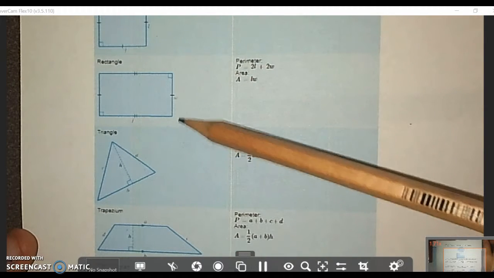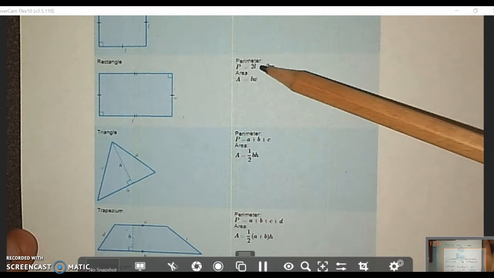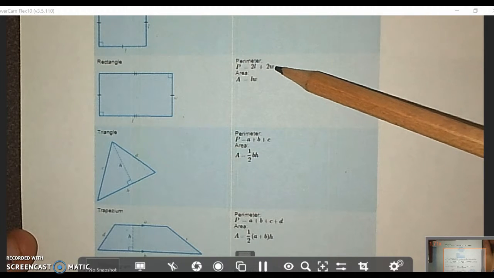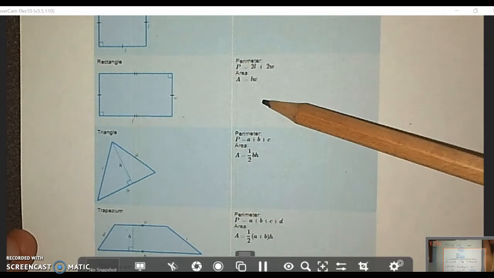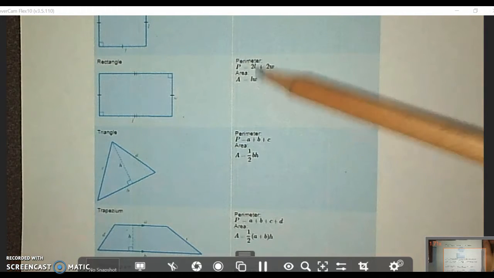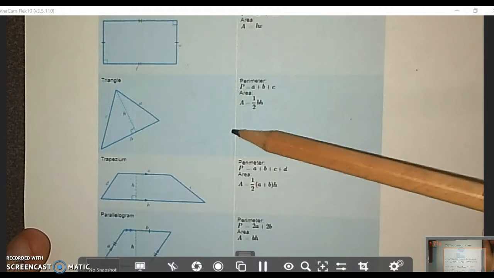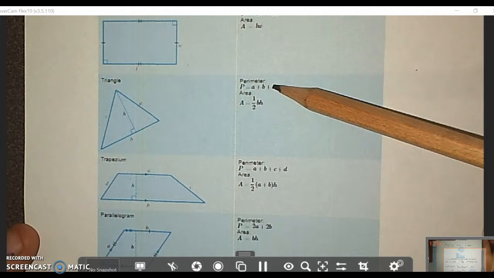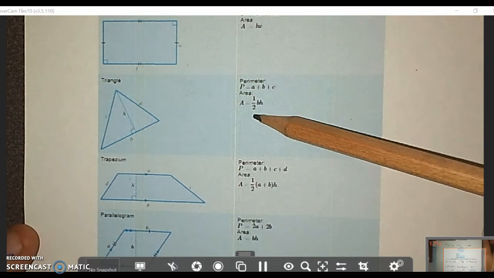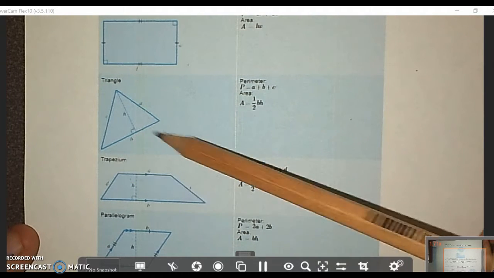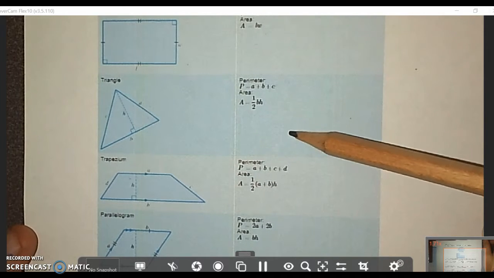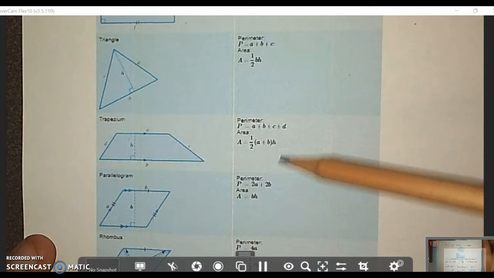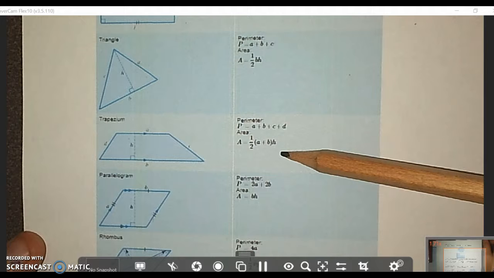A rectangle, where the perimeter is 2 times the length plus 2 times the width, and the area is length times width. A triangle, where the perimeter is all 3 sides added together, and the area is half of the base times the height. Then we have a trapezium, which is a particular type of quadrilateral.